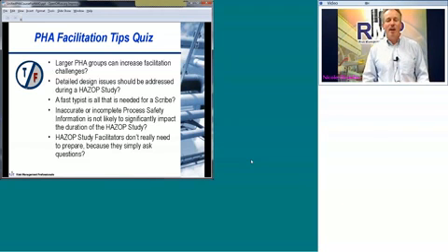HAZOP study facilitators don't really need to prepare because they simply ask questions. Absolutely false. Now that is the classic way of doing things, and yes, the facilitator's primary job is moving the team, but the fact is that they need to be prepared to ask the right questions and keep the team moving efficiently.